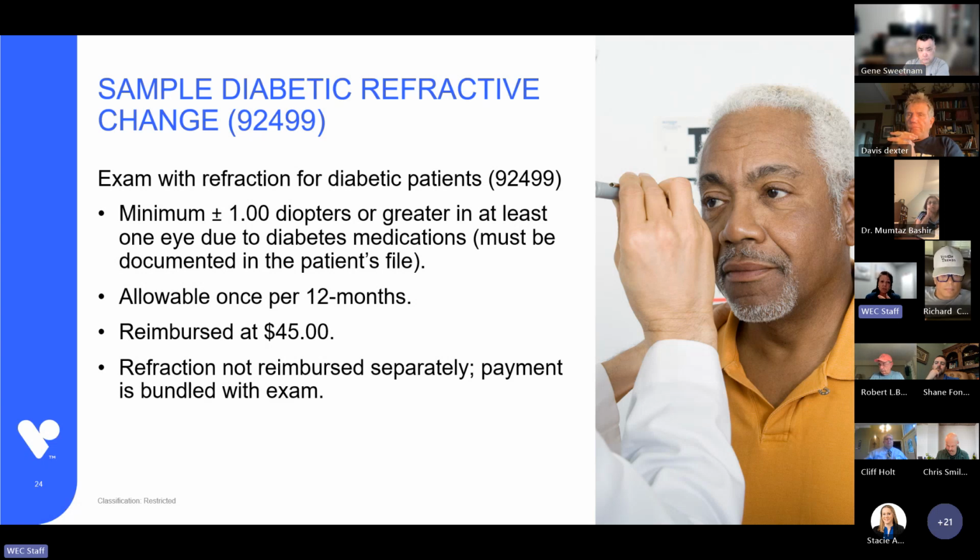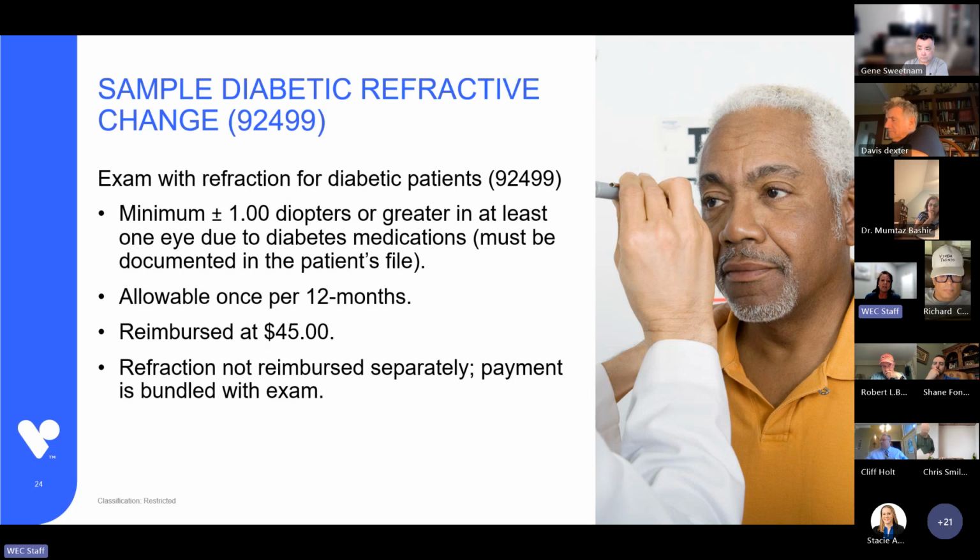So the diagnosis codes that are accepted for the 92499 code have to be diabetic retinopathy of some sort. There has to be some sign of dot blot or some type of retinopathy in order to get paid for this. So not only does it need to have a shift in prescription of at least a diopter, and that due to a change in medication or an addition of medication, but also there has to be some level of pathology in order to get reimbursed.